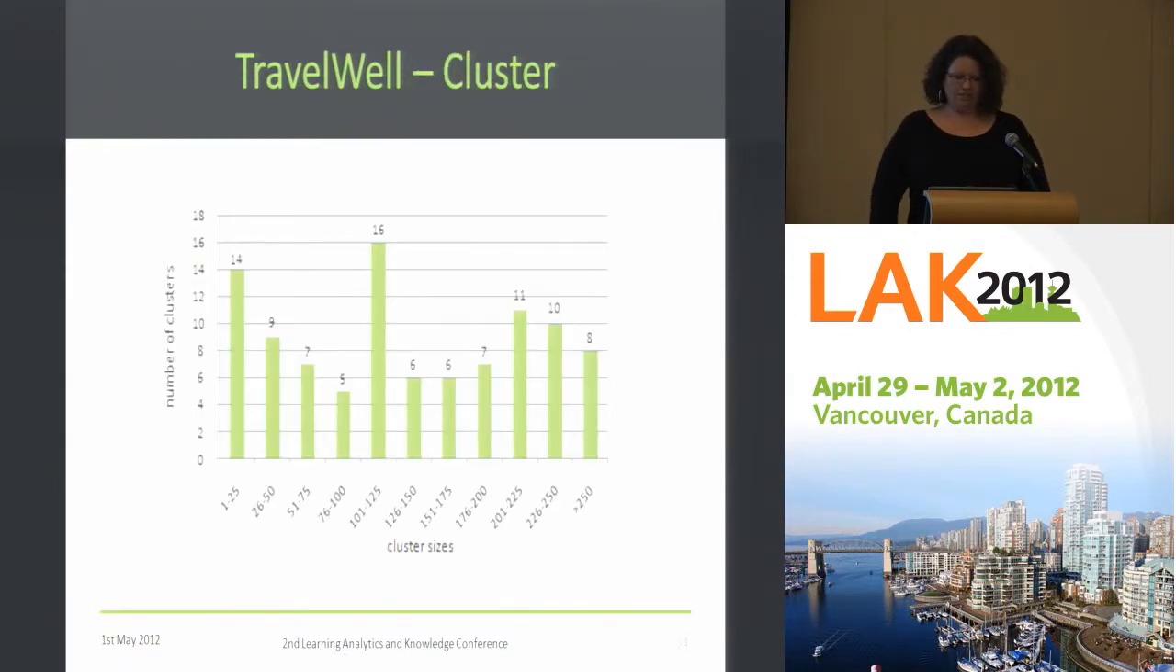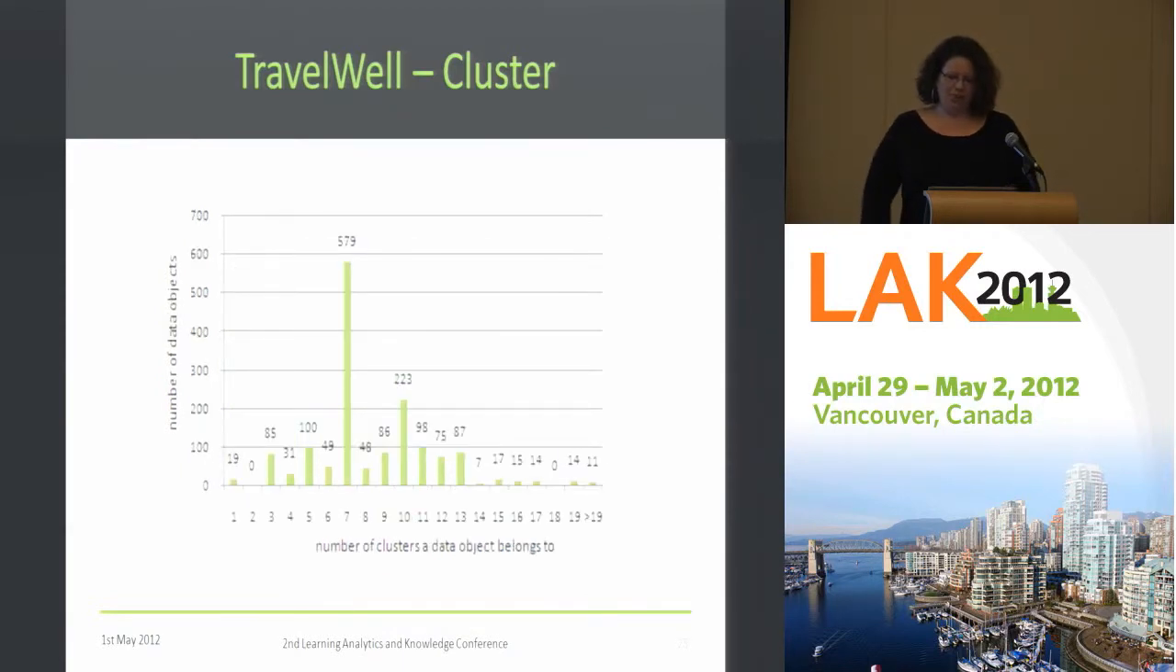And this results in much bigger clusters. As you can see here, 16 clusters contain between 101 and 125 learning objects, and there are even bigger clusters. And also, most learning objects belong to at least 7 clusters, which is also not so good. So we like the approach that we have a fuzzy clustering, but I think it is way too much if a learning object belongs to so many clusters.